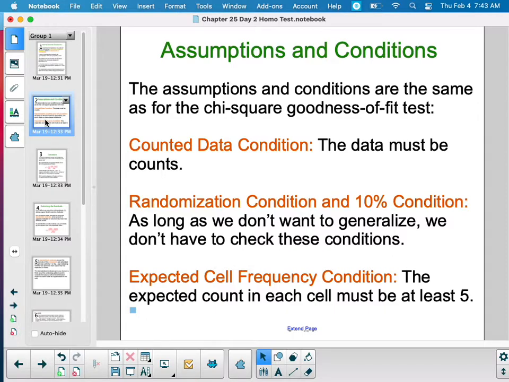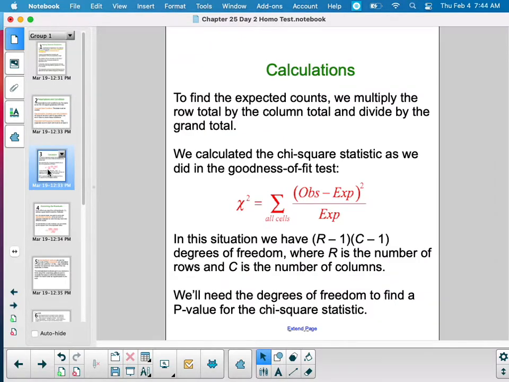Expected cell frequency count, again: all your expected cells must be at least 5, and there should be a little asterisk there. If one of them is like 4.5, go ahead, not a big deal. If you start seeing them down in the 3s and 2s, or if more than one is down under 5, then we start having issues. Calculations are exactly the same.